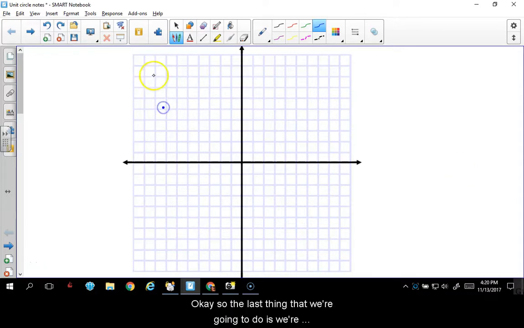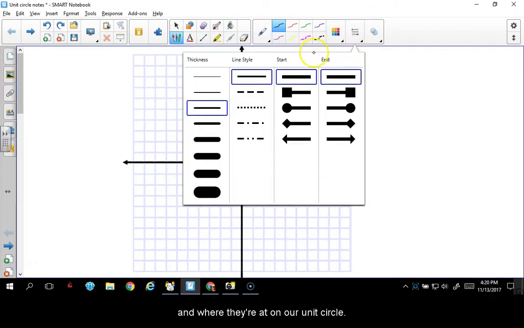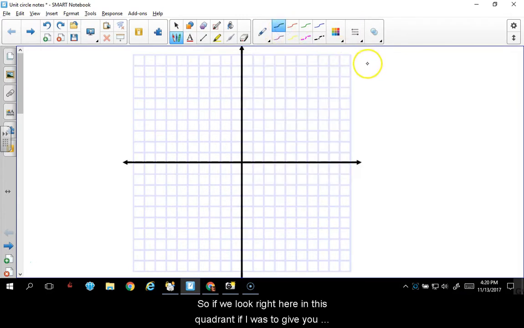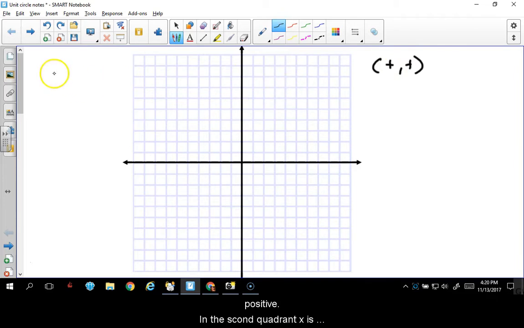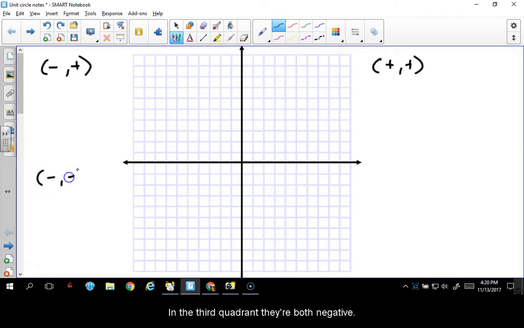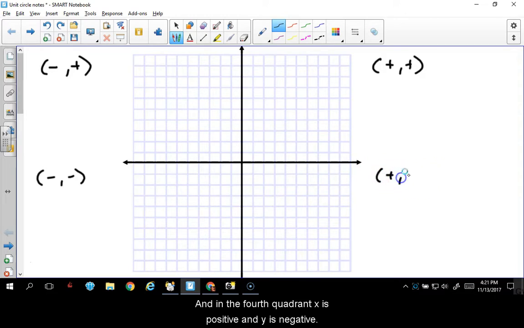Okay, so last thing that we're going to do is talk about all the various different trig functions and where they're at on our unit circle. So if we look right here in this quadrant, if I was to give you x coordinates, you would know that x is positive and y is positive here in the first quadrant. In the second quadrant, x is negative and y is positive. In the third quadrant, they're both negative. And in the fourth quadrant, x is positive, y is negative, okay?